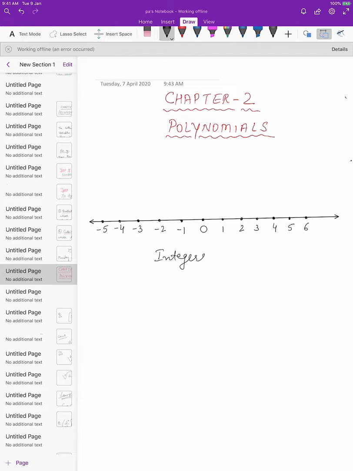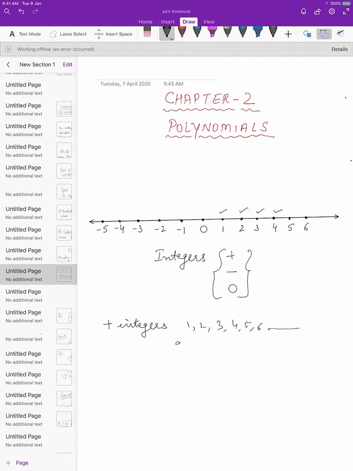This number line shows us integers. Now how do I define integers? I say integers contain positive counting numbers, negative counting numbers, and along with them the number 0. These three together combine to give us the set of integers. Now if I ask you what are positive integers, you will start from 1, 2, 3, 4 and so on. They are known as positive integers.